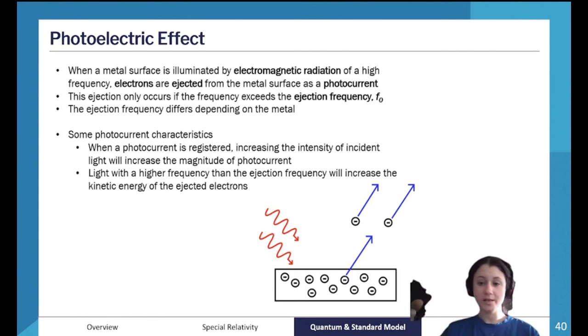But that's not what we see, right? We see that at a low frequency, no electrons come out. Not that it takes a while, no electrons come out at all. Which means that the energy is not building up, it's being given in discrete packets.